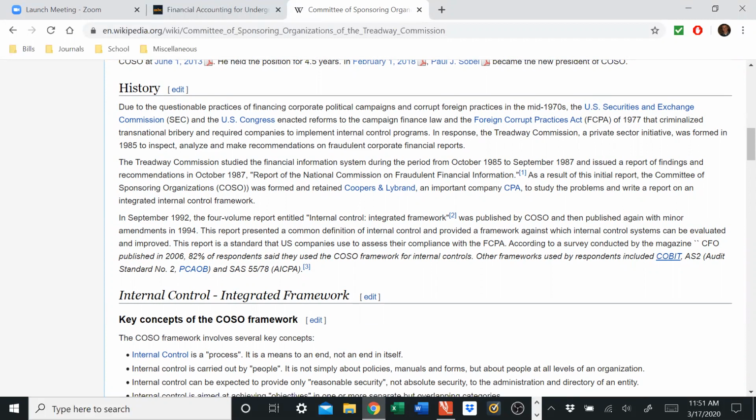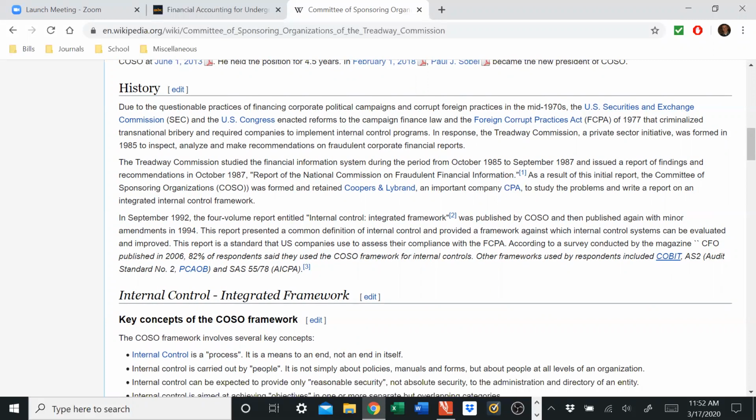they studied financial information systems at companies using a sample of publicly traded companies from 1985 to 1987. And they published a report in 1992. That report was titled Internal Control, an Integrated Framework. And that's the framework most companies use today in establishing their internal controls. Most accounting textbooks cite that report and that framework.